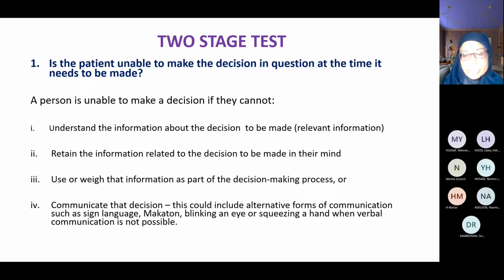And it doesn't have to be verbal. They can use sign language, Makaton. They can even blink their eyes for a yes or no, or even squeeze a person's hand, when verbal communication is not possible. But if they can't do one or more of those things, they're unable to make the decision.